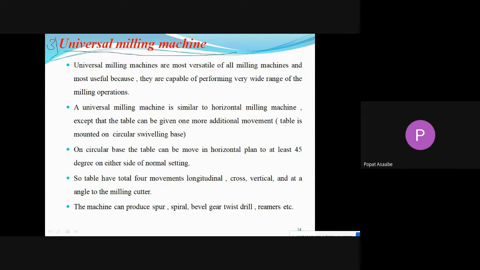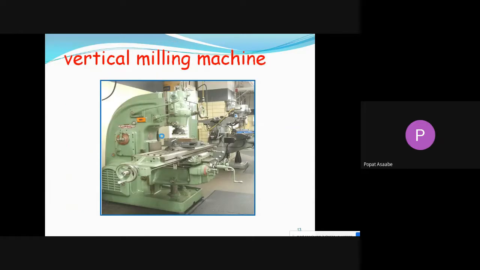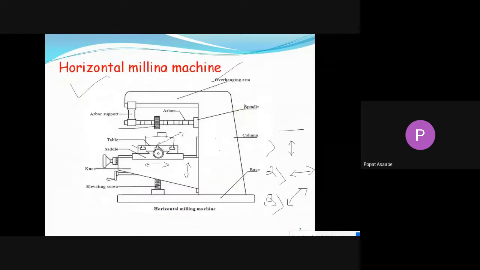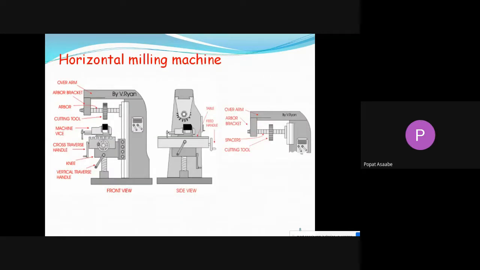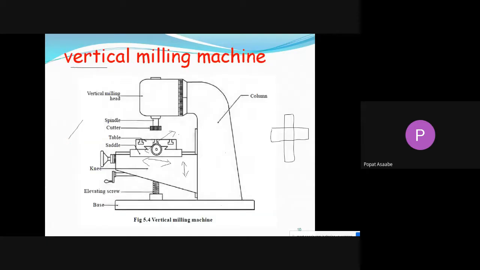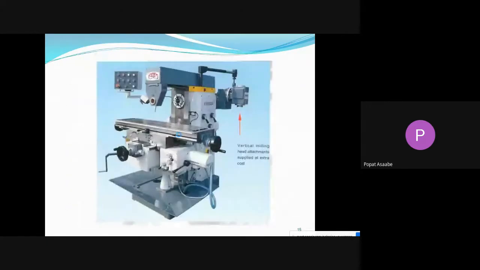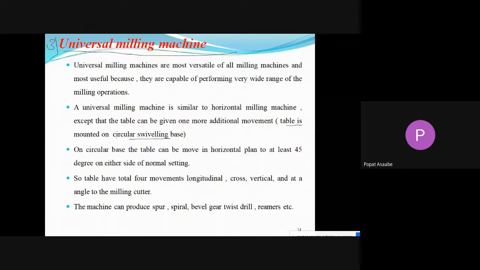The table is mounted on a circular swing base. In the horizontal milling machine, one knee is provided, above the knee the saddle is there, and above the saddle the table is there. But in the universal milling machine, in between the saddle and the knee, we use one another element, and that element is called the circular swing base.